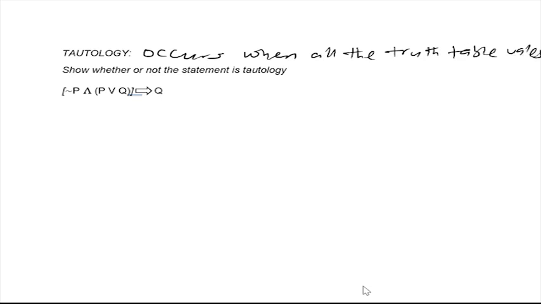So, tautology, simply put, occurs when all the truth table values are true. On the contrary, we also have contradiction. If all of them are false, then we call it contradiction.